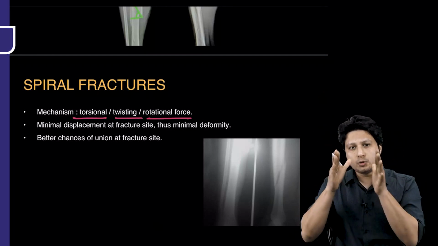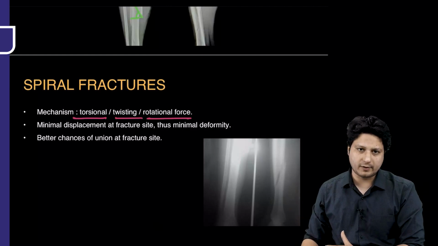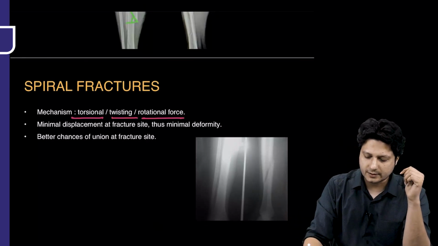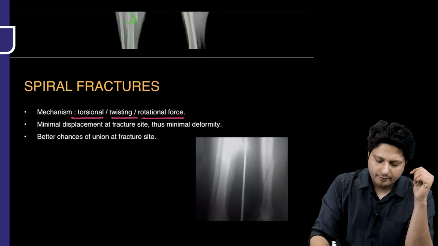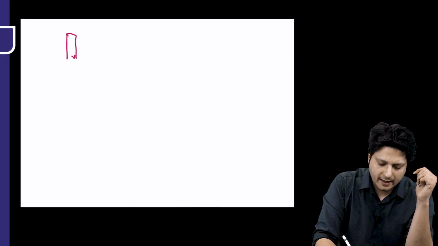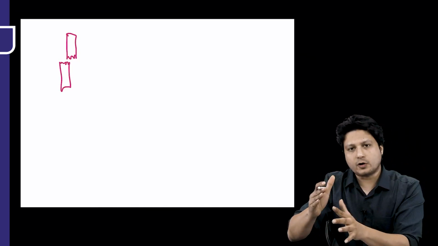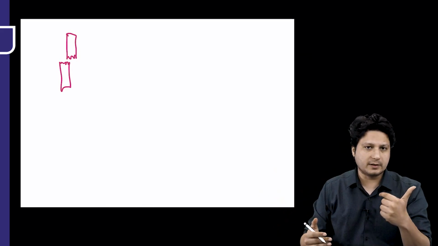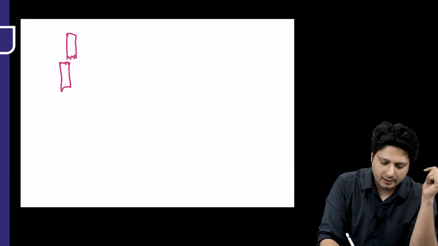But there are several unique features related to this spiral fracture. What are those unique features? Let's have a basic understanding of that. Imagine this is a bone which has undergone a transverse fracture under the influence of two differently acting sets of muscles. Because of that, there will be a displacement.